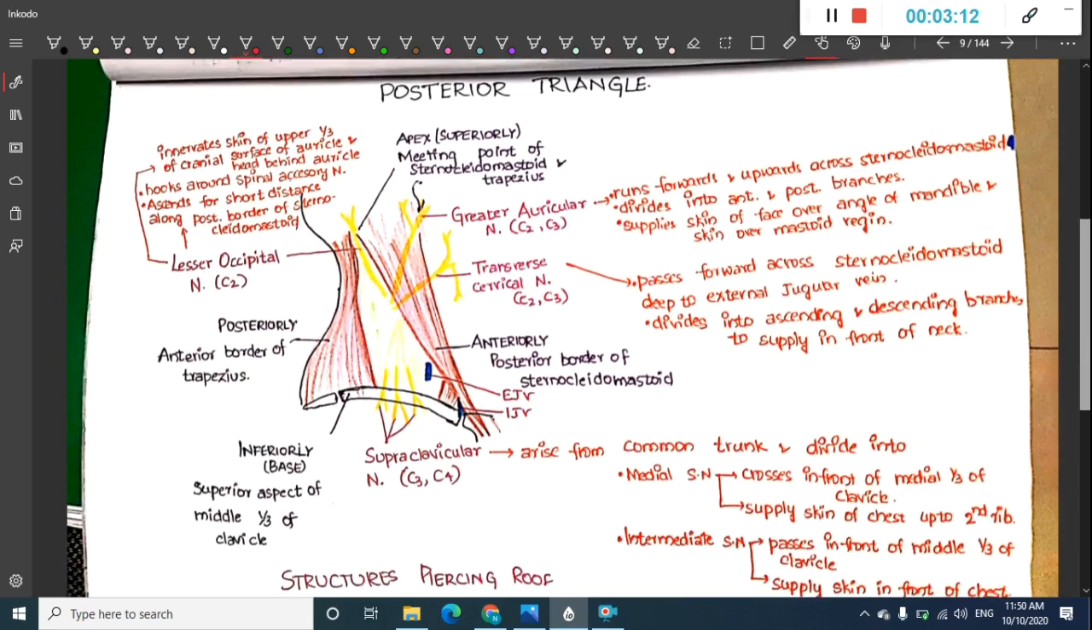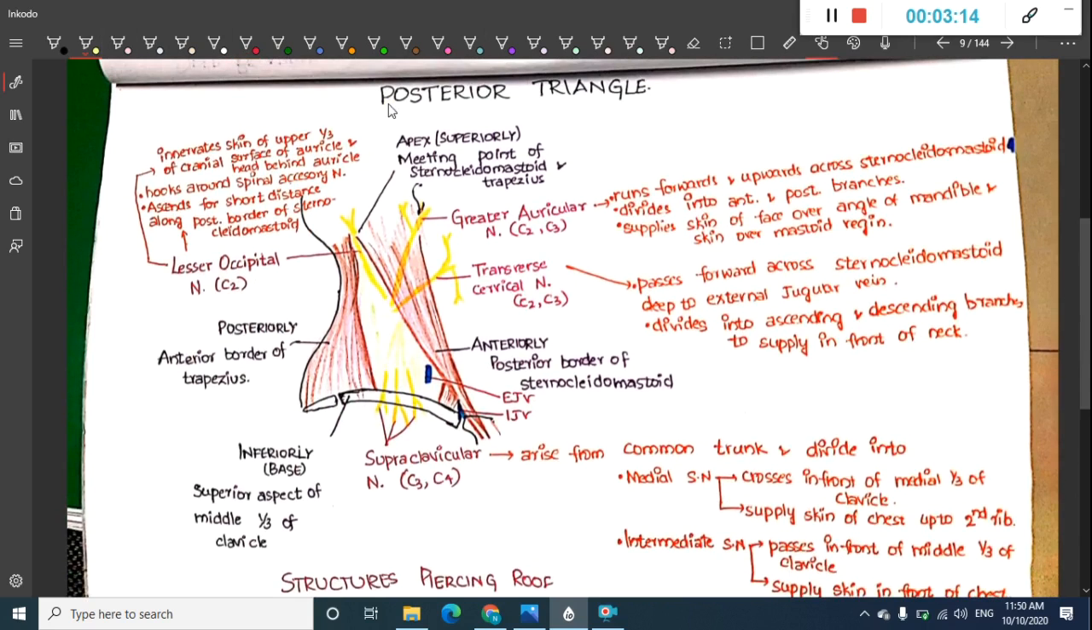So this is the posterior triangle. First we will see the boundaries. Anteriorly it is bounded by the posterior border of the sternocleidomastoid muscle. The sternocleidomastoid muscle has two borders: this is the anterior border and this is the posterior border. Posteriorly it is bounded by the anterior border of the trapezius. This is the trapezius, which also has a posterior border and an anterior border.